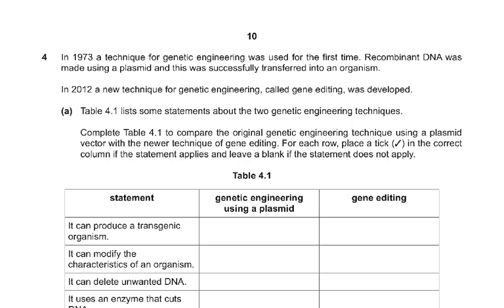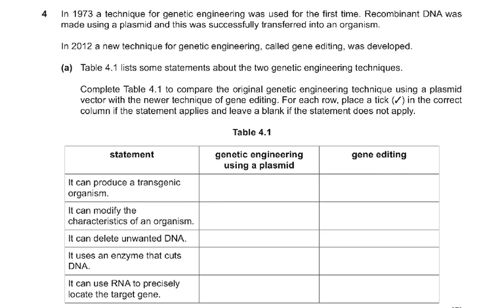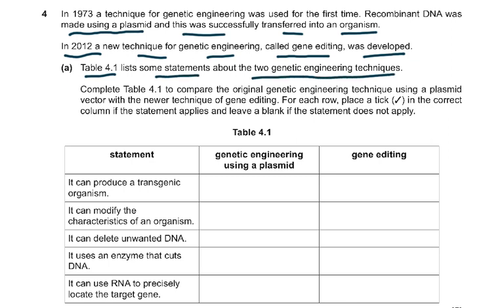Question 4. In 1973, a technique for genetic engineering was used for the first time. Recombinant DNA was made using a plasmid, and this was successfully transferred into an organism. In 2012, a new technique for genetic engineering called gene editing was developed. Table 4.1 lists some statements about the two genetic engineering techniques. Complete Table 4.1 to compare the original genetic engineering technique using a plasmid vector with the newer technique of gene editing. For each row, place a tick in the correct column if the statement applies and leave a blank if the statement does not apply.